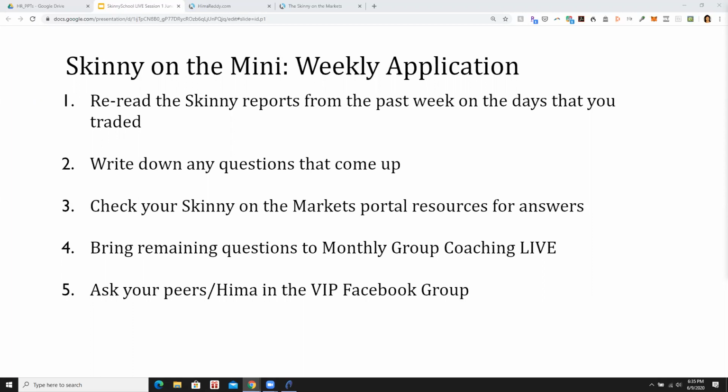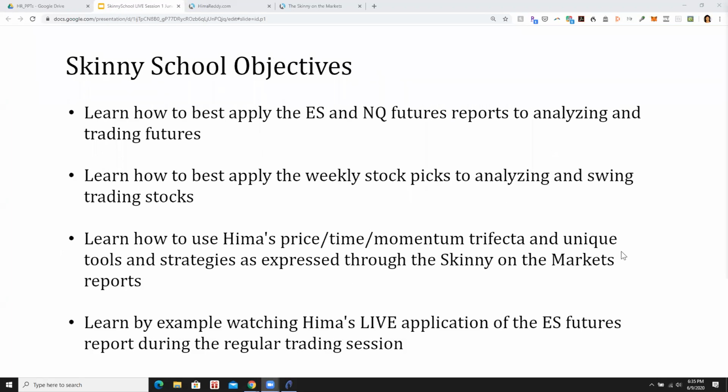So I think that's the foundation that you really need to understand how to best use the Skinny outright just from the report itself. There's plenty to be applied directly to the markets. We, of course, have to look at the stock grid, but I want to come back here and bring us back to our Skinny School objectives. And this is my view to you based on my own development of the reports, my own use of them, and now teaching you how to best apply the reports to analyzing and trading. Okay. So we're going to proceed from here into our next topic as we continue to train.